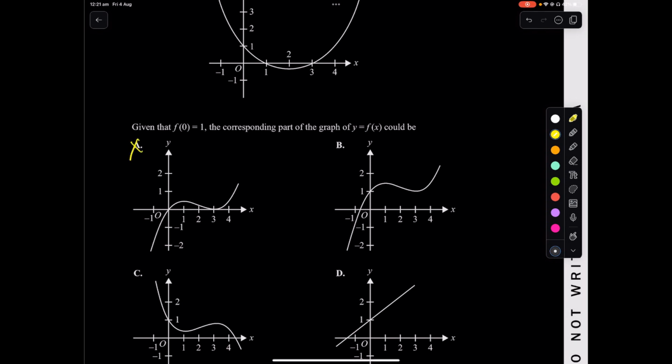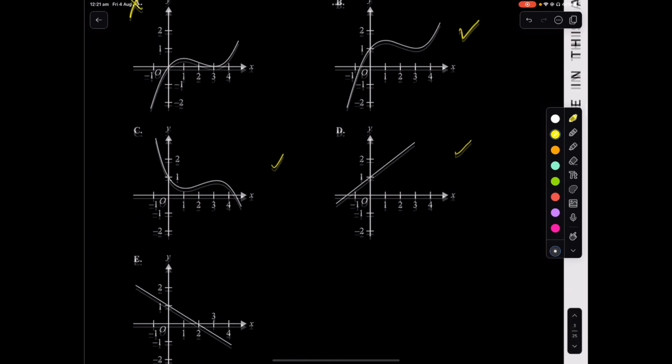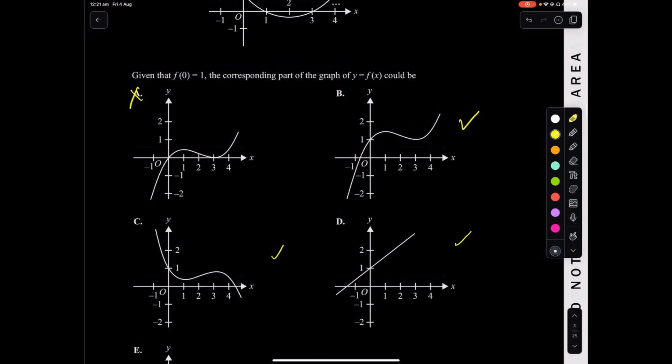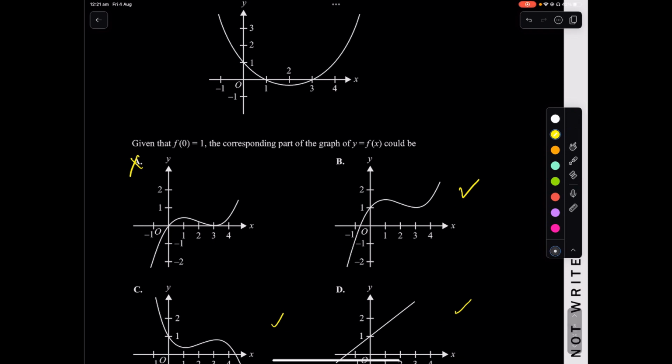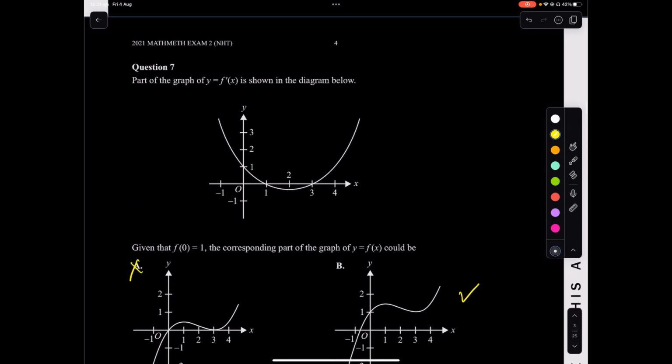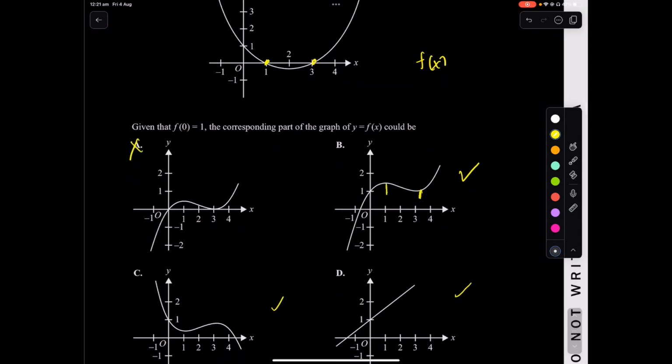Absolutely not A. This one looks good, this one looks good, and this one looks good. What else? Okay, straight away we know that B has 2 x-intercepts here, which means that the actual f of x should have 2 turning points at 1 and 3. So here we have 1 and 2. Perfect, so this one has it.